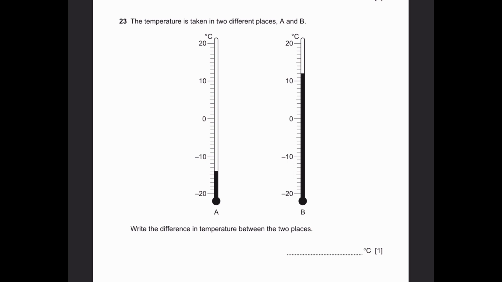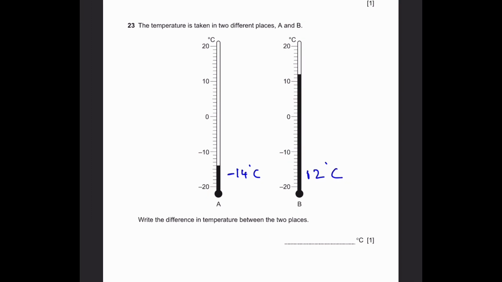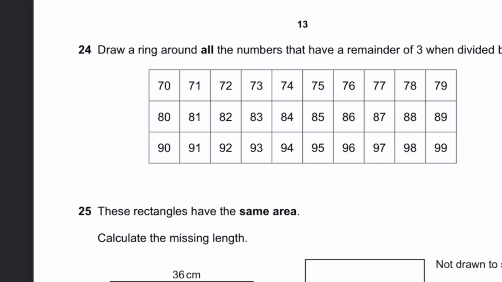Question 23. The temperature is taken in 2 different places, A and B. Write the difference between the 2 places. Place A has temperature of minus 10 and then we minus 1, 2, 3, 4. So minus 14 degrees Celsius. And now place B has 10 plus 1, 2. So 12 degrees Celsius. So difference is 12 minus negative 14, which is equal to 12 plus 14, which is 26 degrees Celsius difference.